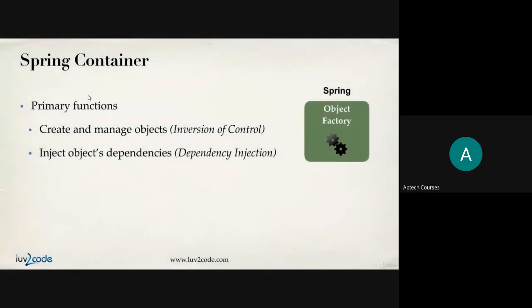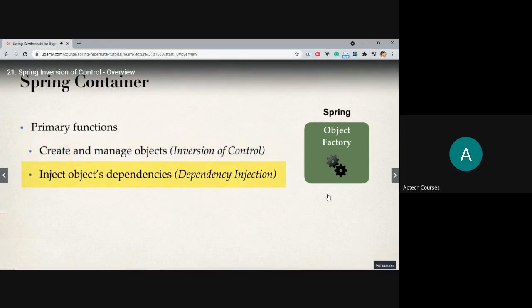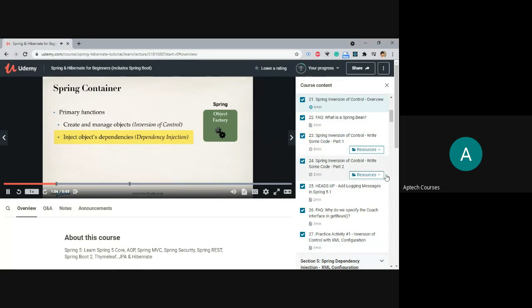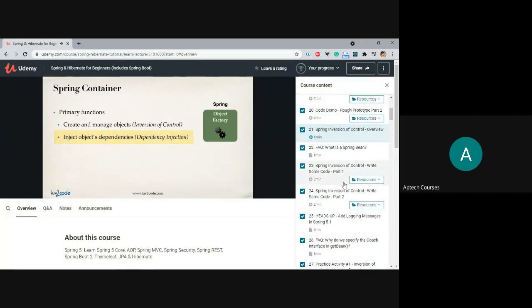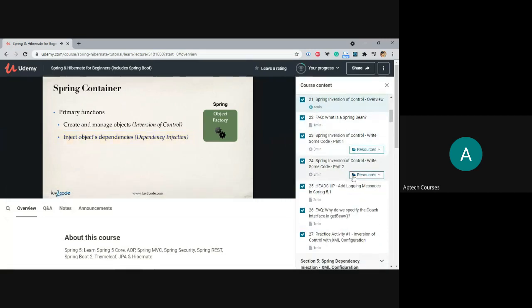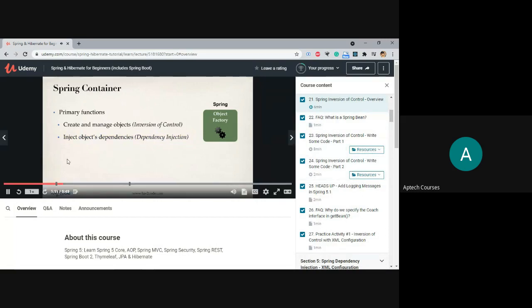All right, so now we're into some real Spring stuff. The primary functions of the Spring container are, one, create and manage objects, that's your inversion of control, and two, inject object dependencies, and that's what they call dependency injection. Now we'll cover all of this in the course. I'll start off with inversion of control, and then in the following videos we'll get into dependency injection.